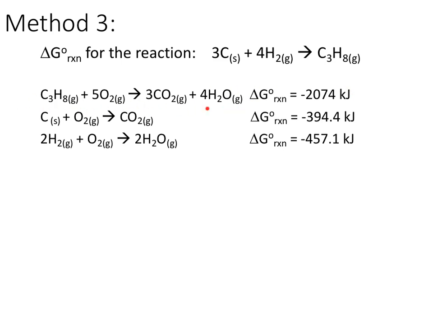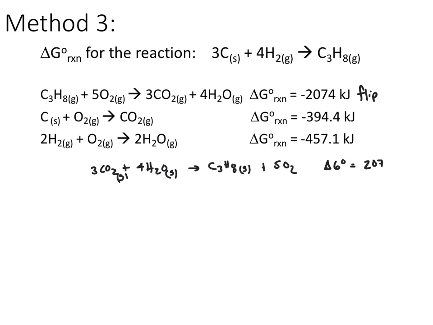Okay, so if we start analyzing this first reaction here, I want you to look at your reactants and products. I want you to notice that the reactant here is actually a product on this side. So we know with this particular reaction, we're going to have to flip this equation in order to get the species on the appropriate side. Okay, so when we flip that, we end up with the following equation. Now that we have this equation, we also have a new delta G value for this process, and that's going to be positive 2074 kilojoules.